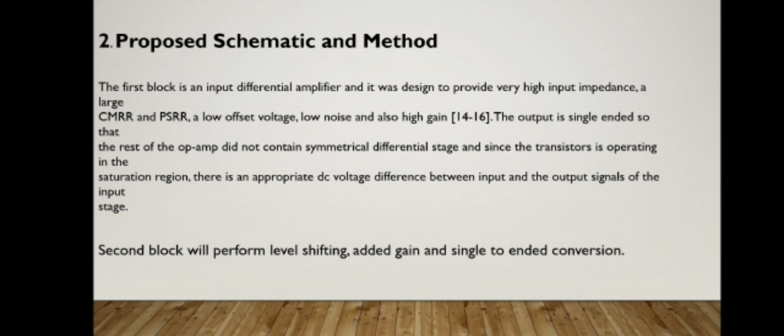The second part is the proposed schematic and method. The first block is an input differential amplifier, designed to provide high input impedance, a large CMRR and PSRR, a low offset voltage, low noise and high gain. The output is single ended, so the rest of the operational amplifier does not contain a symmetrical differential stage. Since the transistors operate in the saturation region, there is an appropriate DC voltage difference between the input and the output signals of the input stage. And the second block will perform the level shifting, added gain and single-ended conversion.